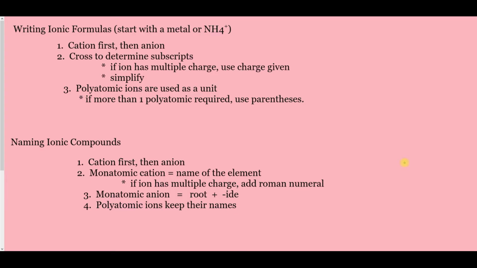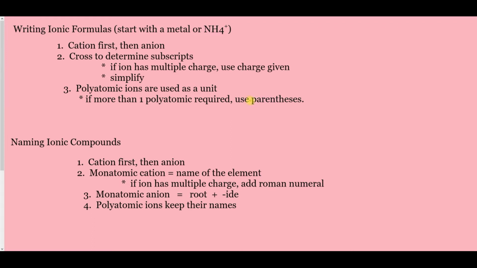Here is a summary of what we've learned, and we know that they are ionic formulas because they start with a metal, or now we know that they may also start with the ammonium cation. We use the cation, then the anion. We cross everything to use the subscripts. If it has a multiple charge, you're going to be given the charge. And we use those polyatomic ions as a unit. And if we need more than one, we use parentheses.